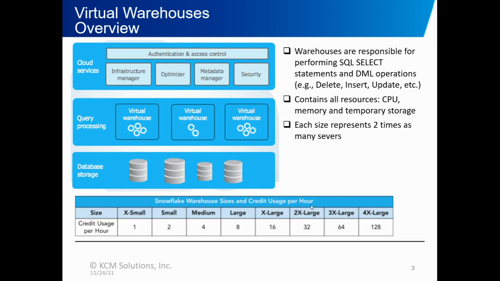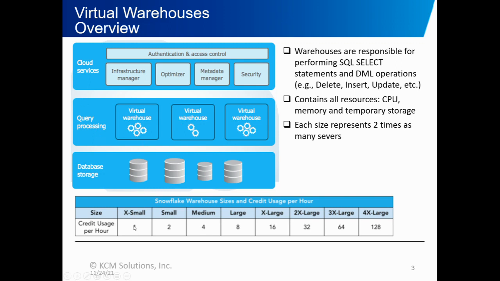So virtual warehouses in Snowflake, as you can see from this architecture diagram, are responsible for all the query processing. What this means is that the virtual warehouses are responsible for processing all the SQL select statements and DML operations, such as deleting, inserting, updating rows in a table, or creating a table. Also, these warehouses already come with all the required resources, such as CPU, memory, and temporary storage, and you just have to choose the size and what kind of clusters you want in your warehouse.